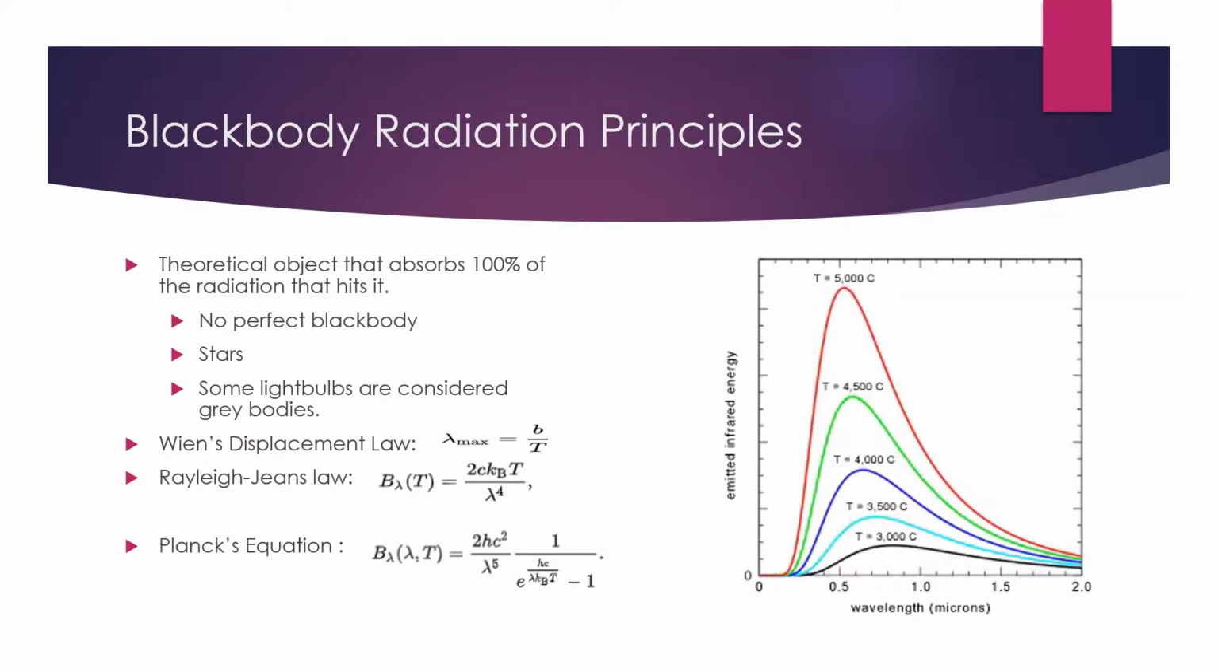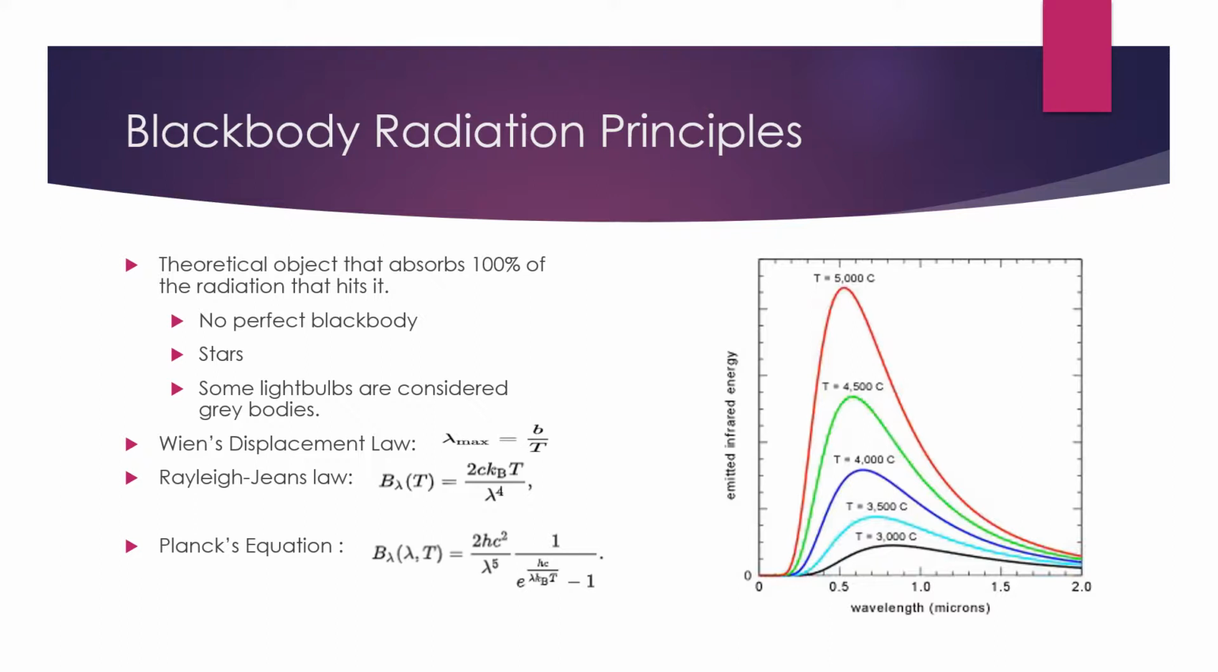A black body is a theoretical object that absorbs 100% of the radiation that hits it. It reflects no radiation, hence the name blackbody. A couple examples of near-black bodies are stars and carbon in the form of granite, as most of the light directed at stars and carbon in the form of granite is absorbed, therefore making it capable of absorbing most wavelengths of electromagnetic radiation. Light bulbs are considered gray bodies since they do not absorb all the light and instead reflect part of the light incident on it.